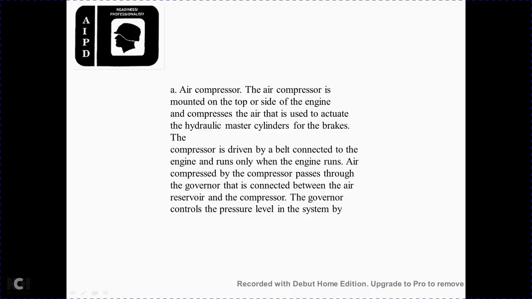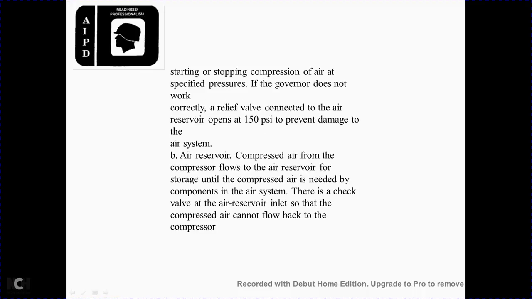The air compressor is mounted on the top and side of the engine and supplies the air for the actuator and the hydraulic master cylinder. The compressor is driven by the engine. Air from the compressor passes through the governor, which is connected between the air reservoir and the compressor. The governor controls the pressure level in the system by starting and stopping the compression of the air. If the governor does not work correctly, the relief valve connected to the air reservoir opens at 150 psi to prevent damage to the air system.